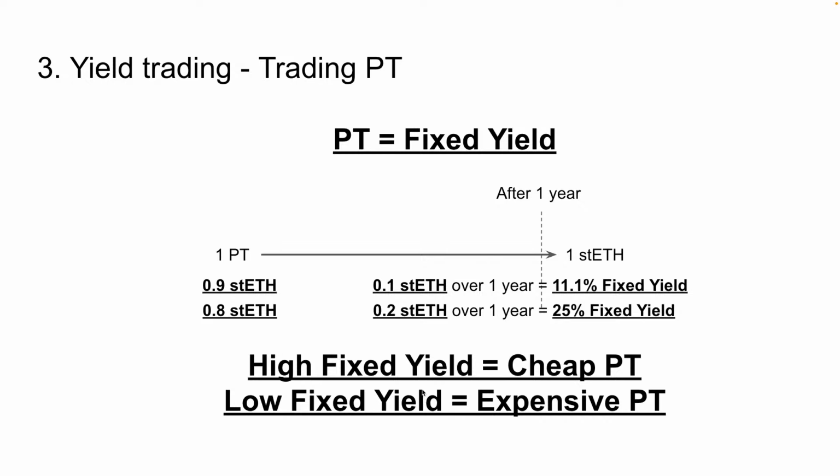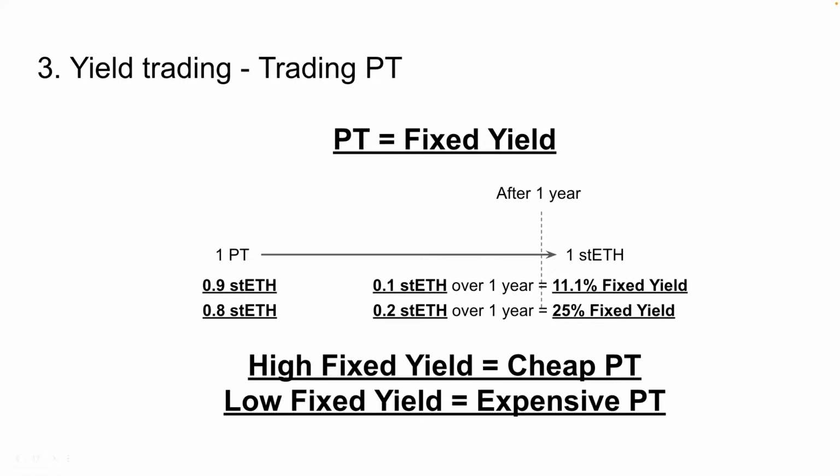How so, right? Let's say one PT is 0.8 SDE instead of 0.9 right now. This means that you will get 0.2 SDE over the 1 year, and it's equivalent to a fixed yield of 35%, a 0.2 return on a capital of 0.8. So yeah, cheaper PT, 0.8 instead of 0.9, is equivalent to a higher fixed rate of 25% compared to 11.1%. So yeah, cheaper PT is equivalent to higher fixed yield and vice versa.